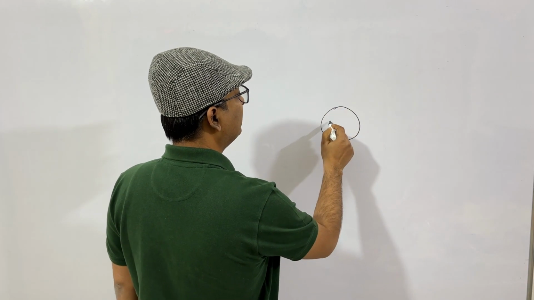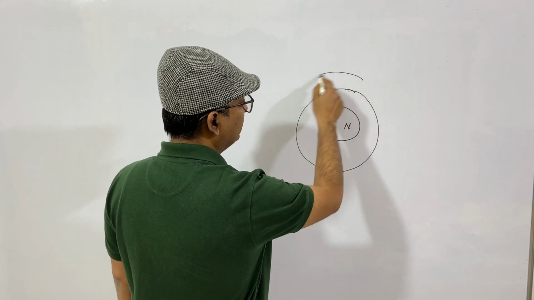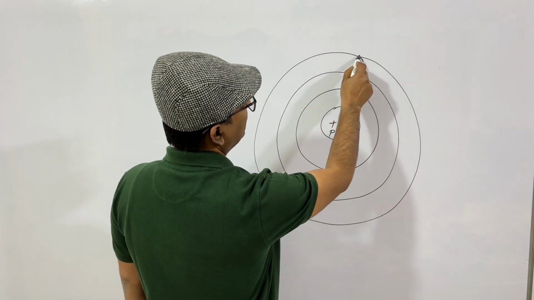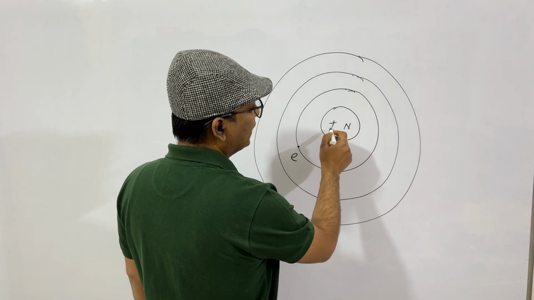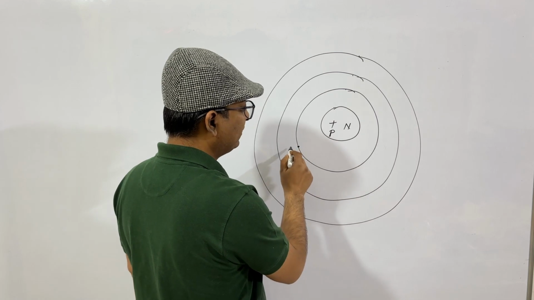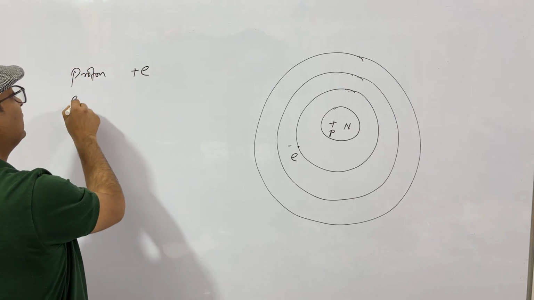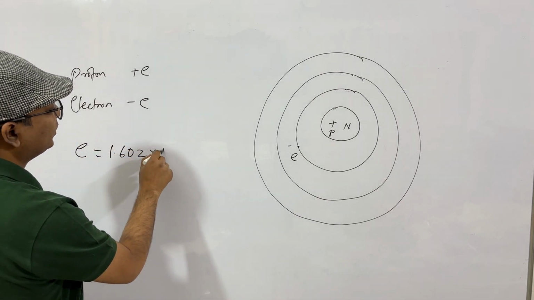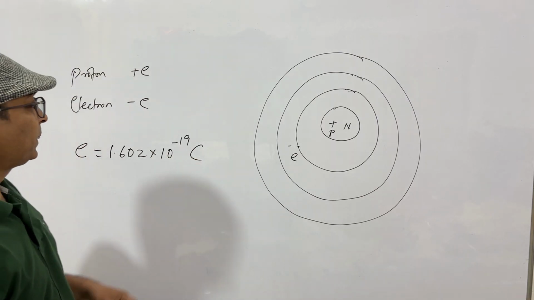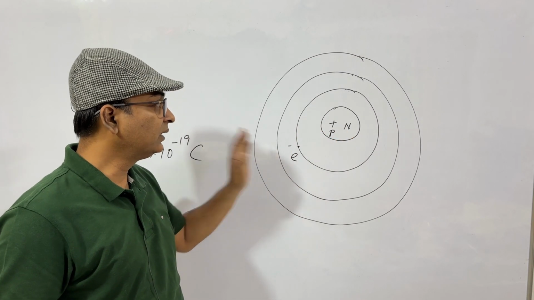Now, we have seen the atom. We have a nucleus in which we have protons and neutrons that are uncharged. And around the nucleus, we have several small charges that orbit the nucleus. These charges are called electrons. Protons have positive charge and electrons have negative charge. The charge on each proton is plus e, and the charge on each electron is minus e, where the value of e is 1.602 times 10 to the power minus 19 coulombs. Coulomb is the SI unit of charge. So you know about the atom, nucleus, proton and neutron. Proton is positively charged, electron is negatively charged.